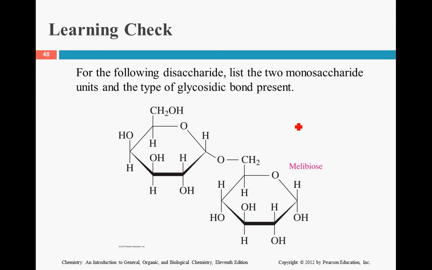So if we're looking at this disaccharide, and this is a review of things that we've done for the last few sections, so you might have to refer back. List the two monosaccharide units that are in this bond. So, first thing you want to do is look that it's a hexagon. They are both hexagons, so neither one of them is fructose.